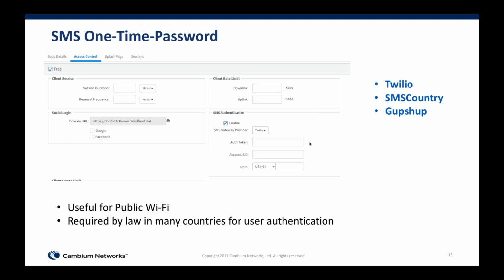So now you're able to, as long as the Wi-Fi service provider has subscribed to either Twilio or SMS Country or Gupshup, they'd be now able to send an SMS using cnMaestro to the cell phone provider. So that allows you to authenticate the user using the user's cell phone identity.